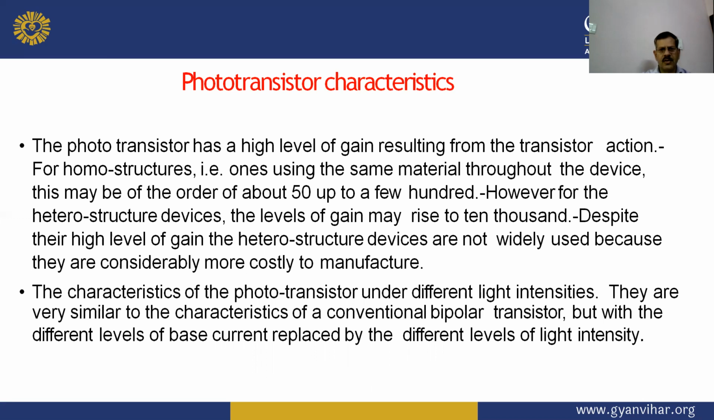The characteristics of the phototransistor under different light intensities. So we use different light intensities in the characteristics of phototransistors. They are very similar to the characteristics of a conventional bipolar junction transistor, but the different levels of base current are replaced by different levels of light intensity. So in a BJT we use the base current, and in a phototransistor we use the light intensity.